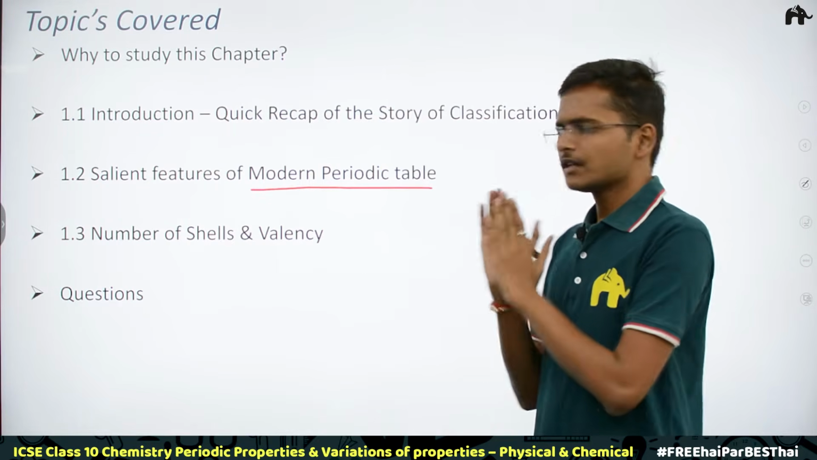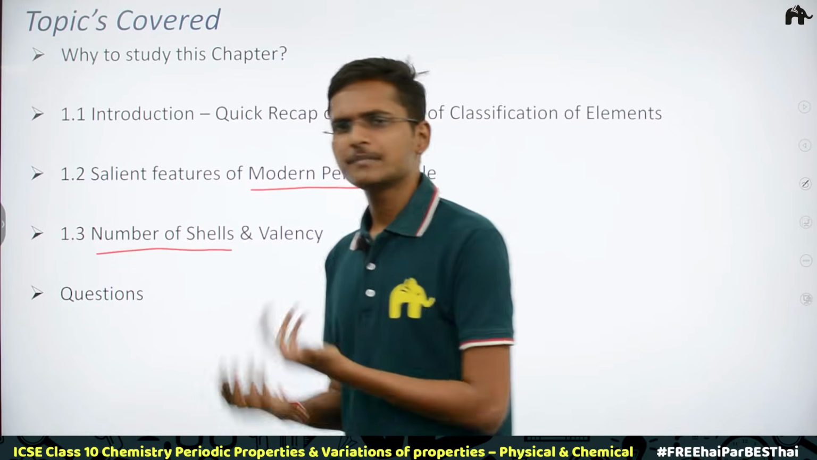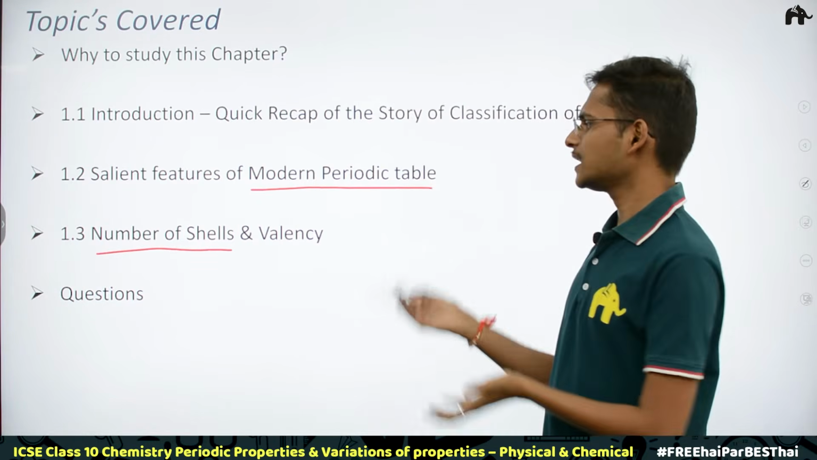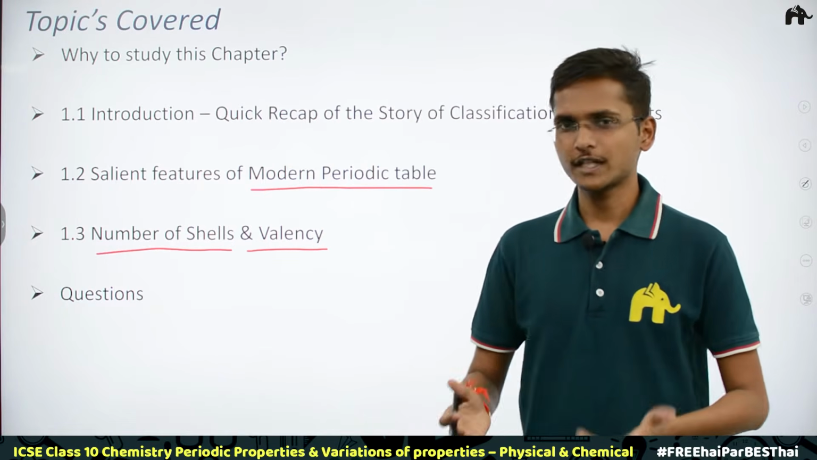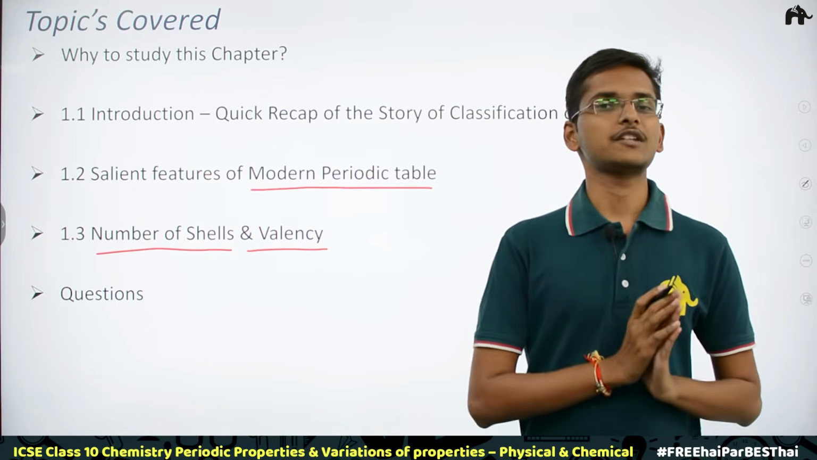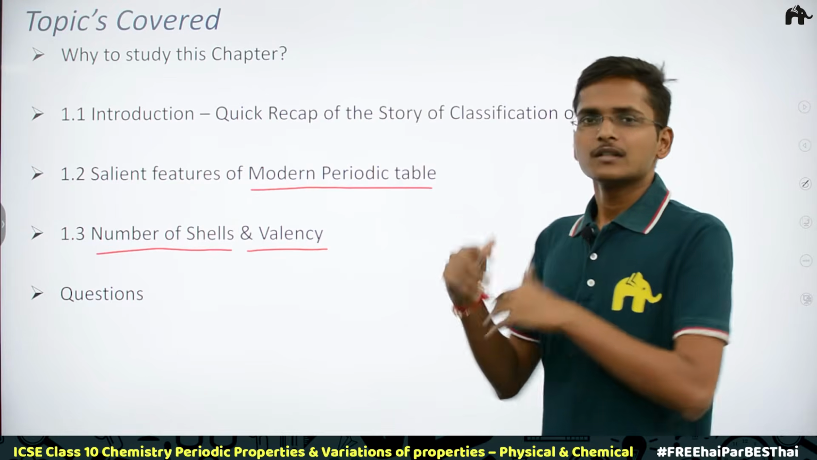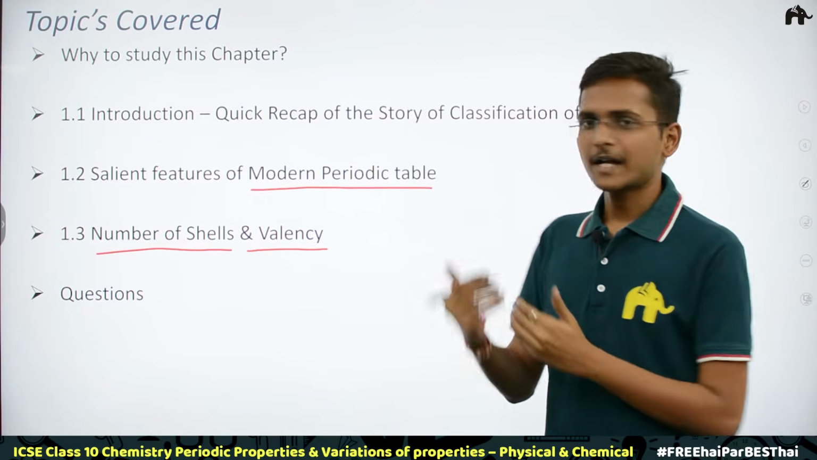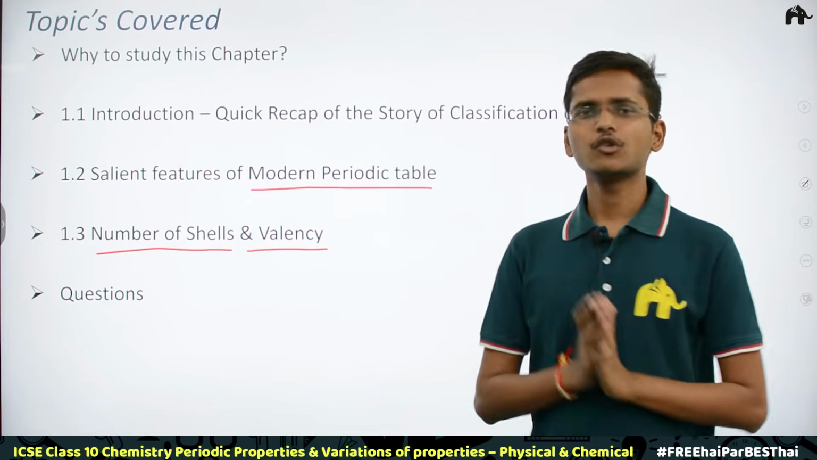Then we are going to see the variation of the number of shells across the period and down the group, and the same variation of valency across the period and down the group. No need to worry about it right now. We are going to just start, and throughout this entire lecture you would feel like you are enjoying it, because we are going to follow the sequence and the pattern in which we are going to study these things. And lastly, we are going to solve some questions.